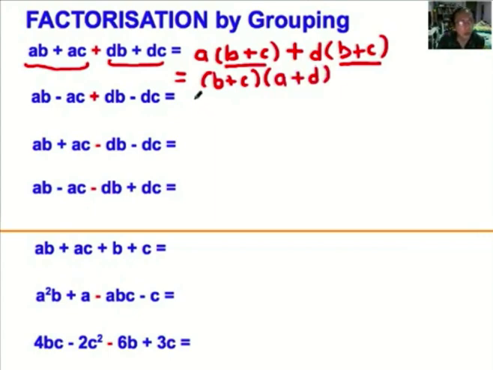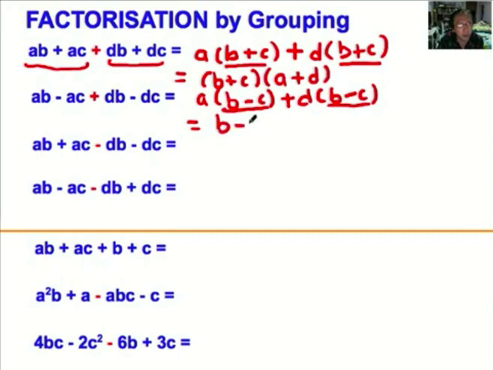Similarly, for the second example, again we have A as the common factor plus D is the common factor, and once again we have a common factor in brackets, that is B minus C. Leaving us A plus D in brackets.